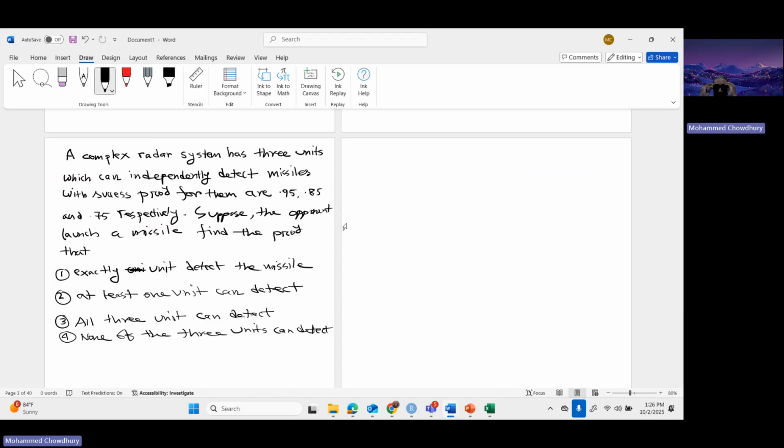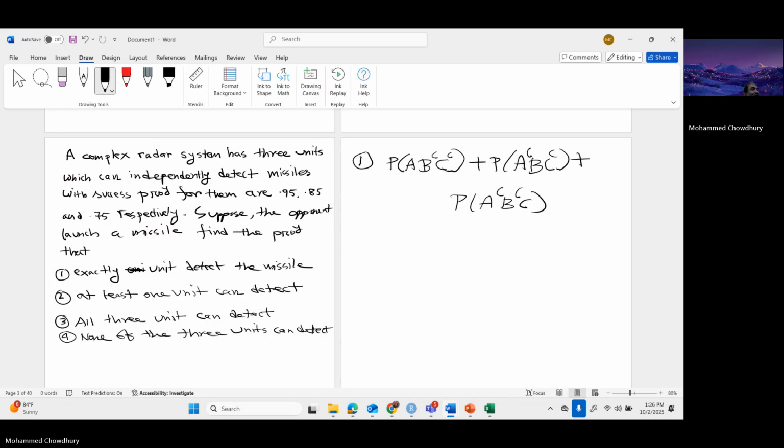Okay, check whether exactly 1 unit. Exactly 1 unit means probability of when first unit A gets success, second unit B does not get success and C does not get success, right? Then probability of A cannot detect, B can detect, and C cannot detect. Third, A cannot detect, B cannot detect, but C can detect, right? You understand these things?